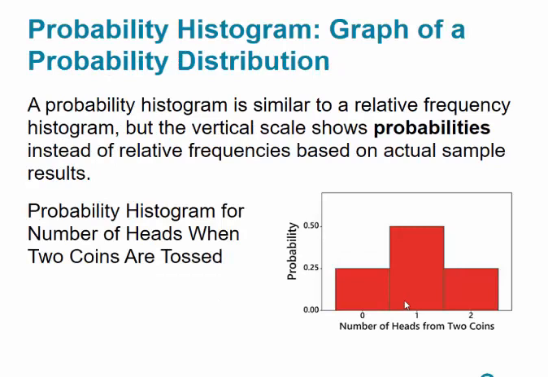Now, the next thing we're going to talk about is a probability histogram, which is similar to a relative frequency histogram, but the vertical scale shows probabilities instead of relative frequencies that are based on the actual sample results. Here's the probability histogram for the number of heads when two coins are tossed.